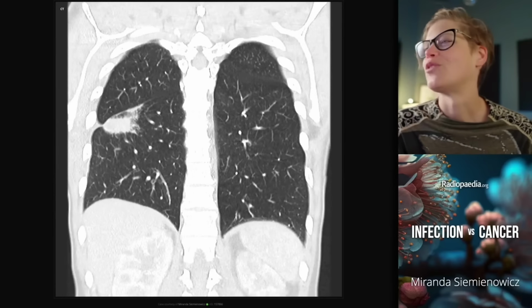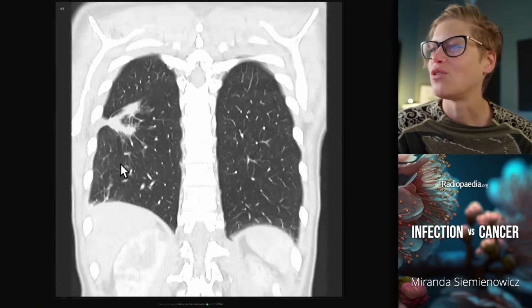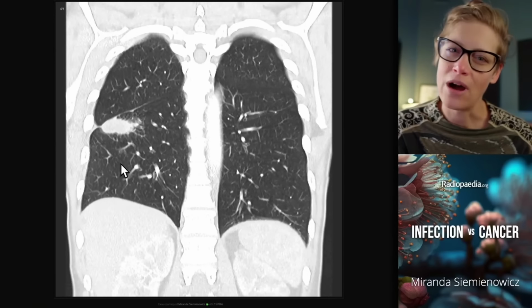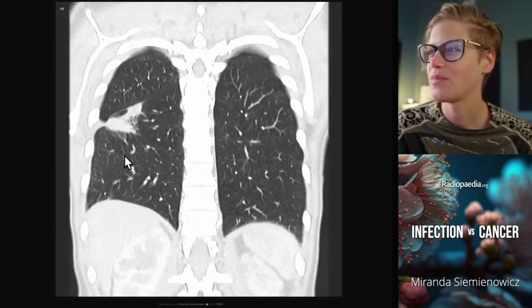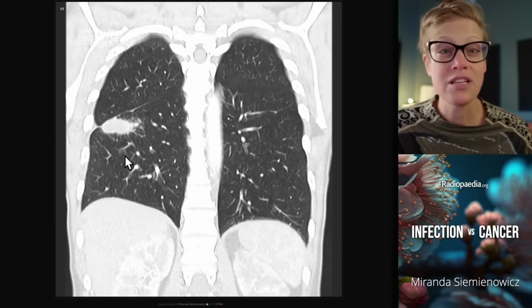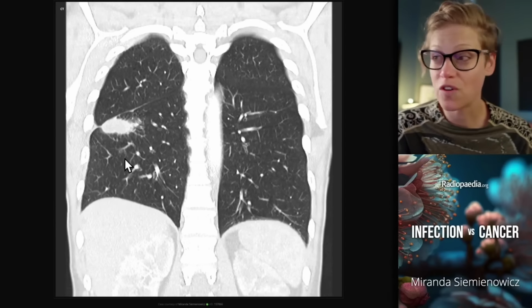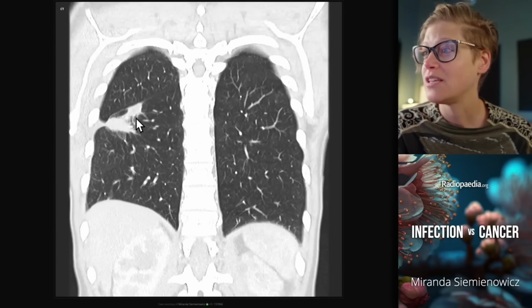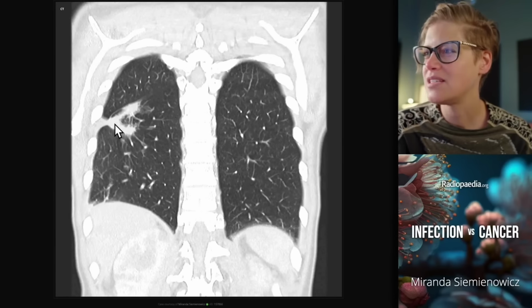So let's look at the coronals, and straight away as we scroll through this, you can see that this is much wider than it is tall. So this is the shape of a benign lesion. This is infection. This is don't touch. This is follow-up CT. Towards the back of the lesion, we've got some thick inflammatory bands, and these are thick.